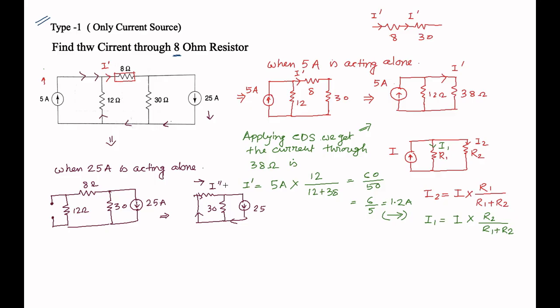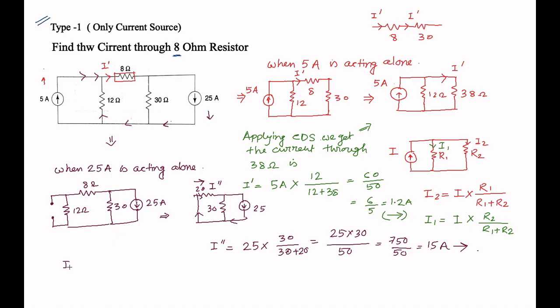So again we are applying the current division rule. I double dash becomes the total current, that is the 25, into the resistance where we don't have to find the current, that is the 30, divided by 30 plus 20, that means 25 into 30 by 50, that is 750 by 50, 15 ampere, and which is also left to right. So I double dash is left to right, I dash is left to right.